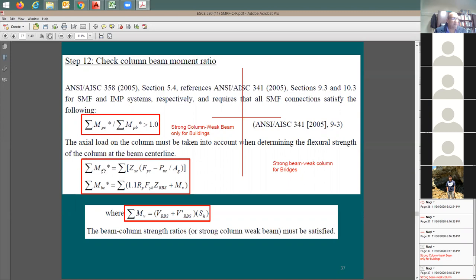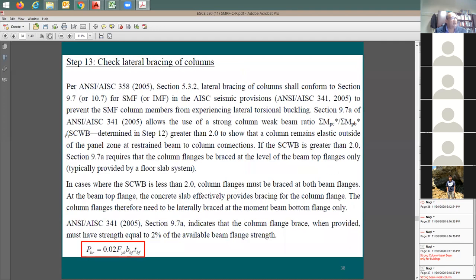Here's a column moment, and here's a beam moment, and I guess you guys are aware of all of these factors, right? And all of the symbols. Lateral brace of column, this gonna be for you. If you wanna read it, read it. So I'm gonna say here, this gonna be for reading. Start from here all the way to the end.